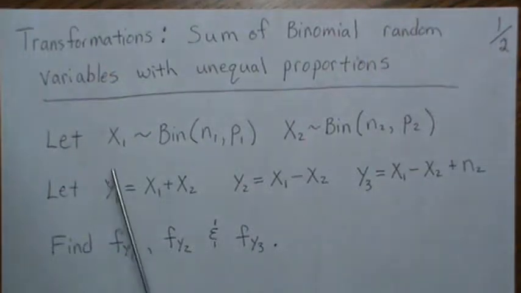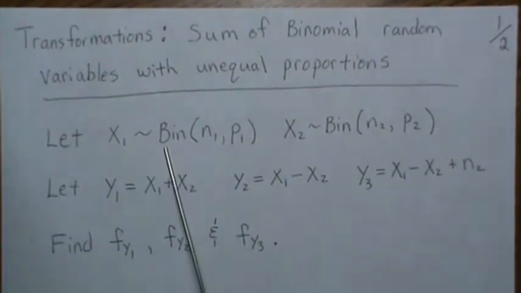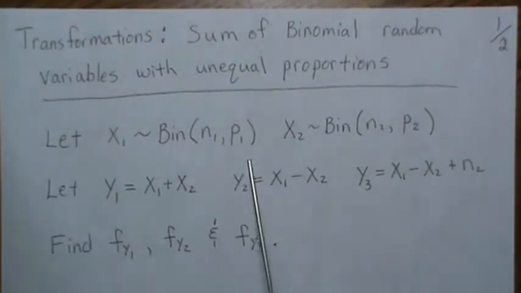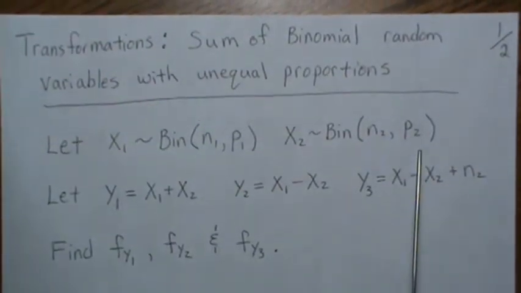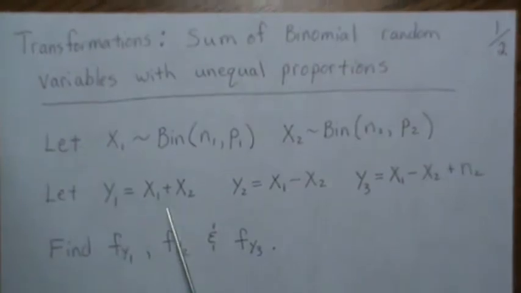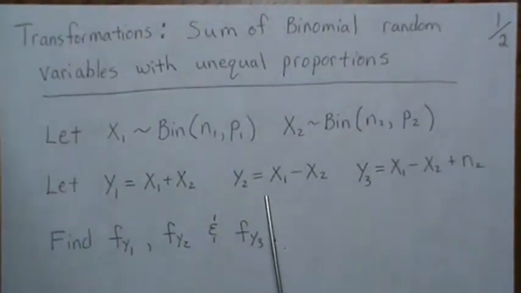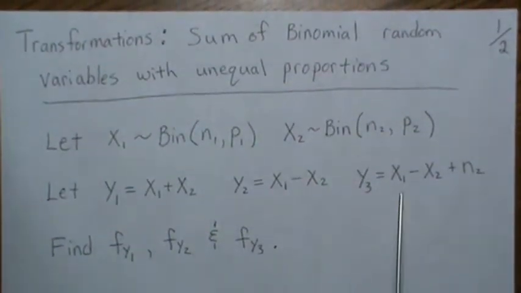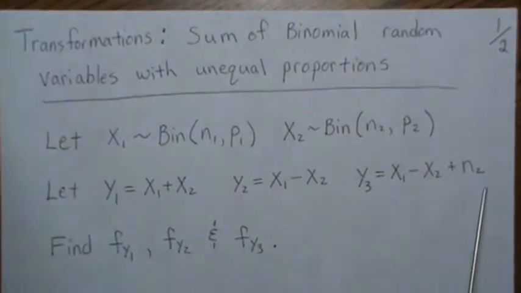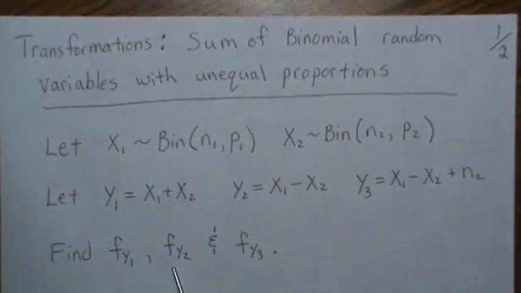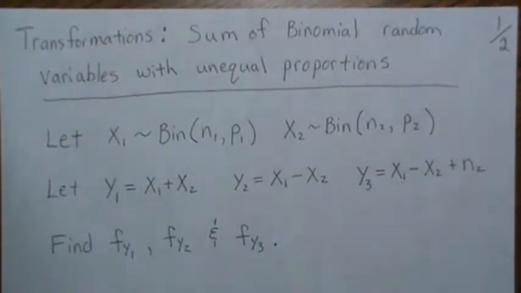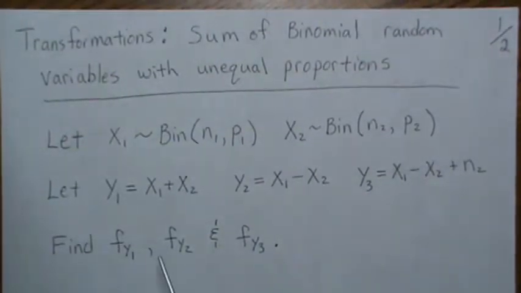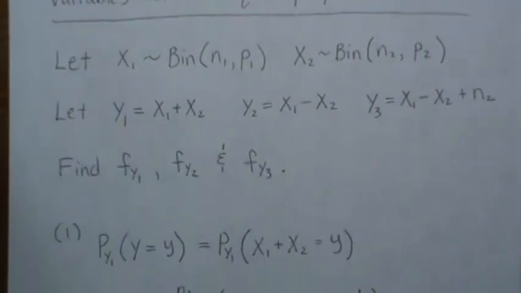Here we're going to let X1 be a binomial random variable (n1, p1), and X2 a binomial random variable (n2, p2). Then Y1 is equal to their sum, Y2 is their difference, and Y3 is their difference plus n2. We want to find the distribution of each of those, and we will treat them one at a time. So we'll find Y1 first.